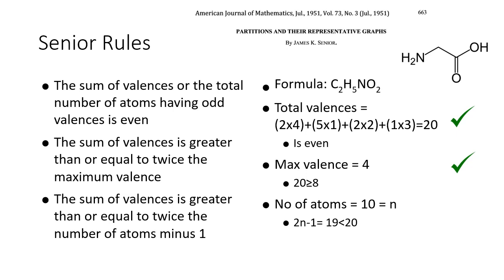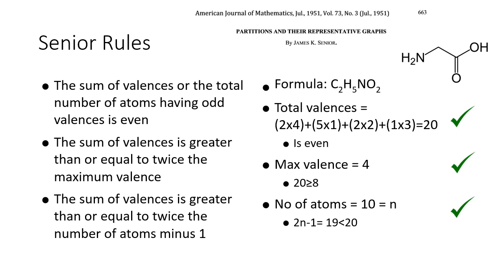Finally, glycine contains 10 atoms. That's 2 carbons plus 5 hydrogens plus 1 nitrogen plus 2 oxygens. So if we call that total number of atoms n, then the third Senior rule states that the sum of the valences needs to be greater than or equal to 2n minus 1. So if n is 10, then 2n minus 1 is 19, and the sum of the valences, that's 20, is greater than or equal to that total. So the formula for glycine now also passes the third of the Senior rules, and as it's passed all of them, we can accept it as a valid formula.